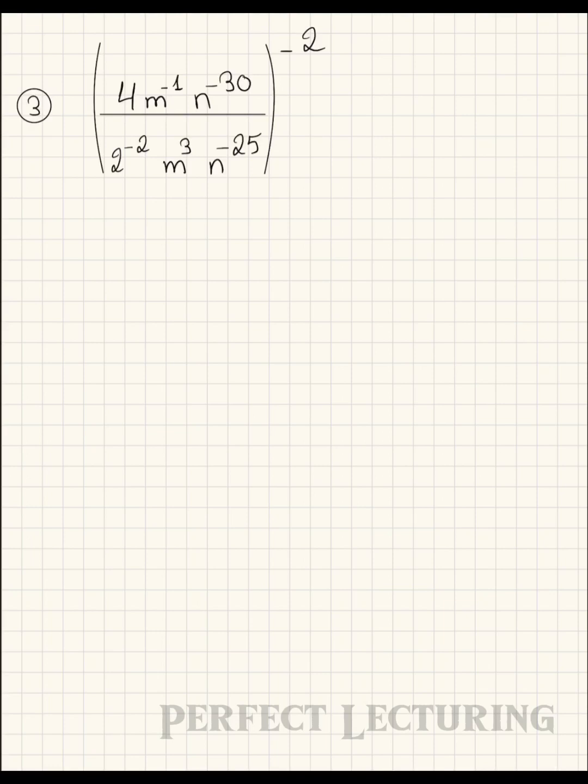So in order to do that, let us first get rid of all the minus exponents inside the parentheses. 4 doesn't have any negative exponents, so I copy it as 4. We have m to the minus 1. So let's move it down, right? Becomes m to the power of 1. If you remember in the previous video, we said whenever you have a negative in the exponent, in order to get rid of the minus sign, you just change it from the top to the bottom or vice versa. We also have n to the negative 30. I move it down so it becomes n to the positive 30.